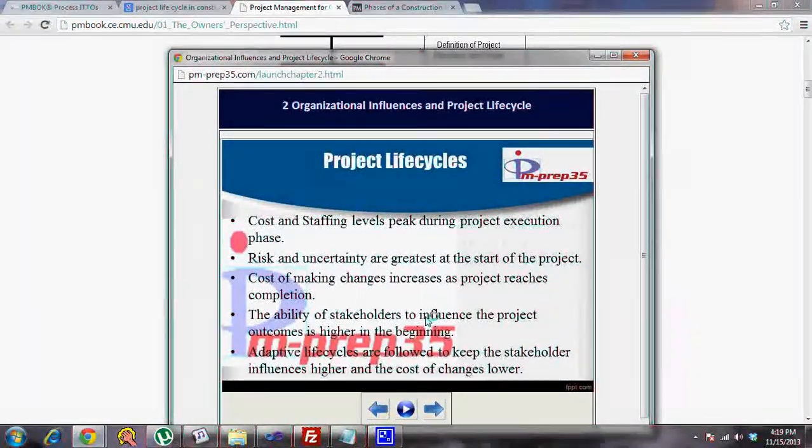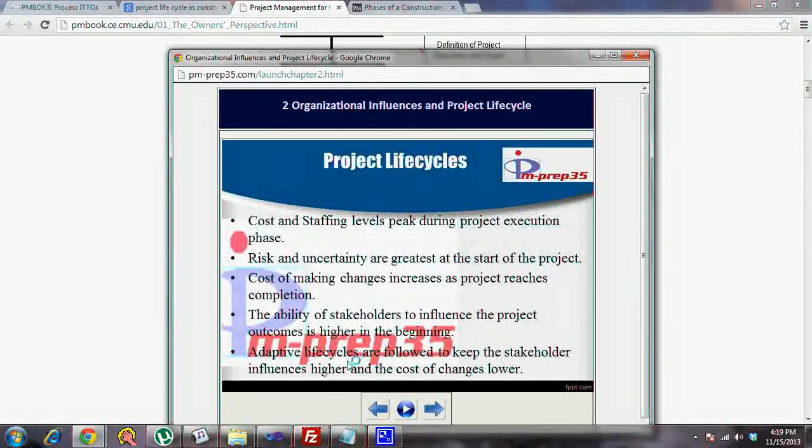And also the ability of the customer to influence the project requirements is high in the initial phases, while the project team or the performing organization has an upper hand towards the project end. Here when I say the ability of stakeholders to influence the project outcomes is higher in the beginning, the stakeholders means the actual customers who are the key stakeholders.